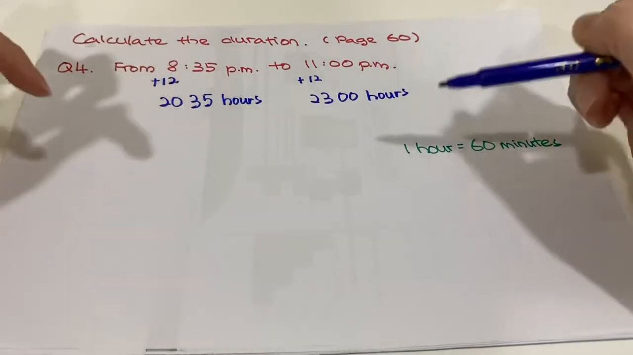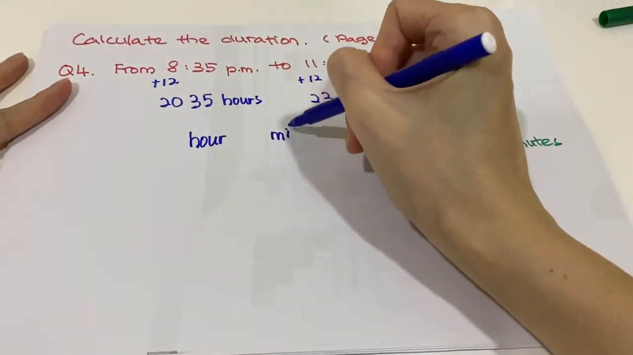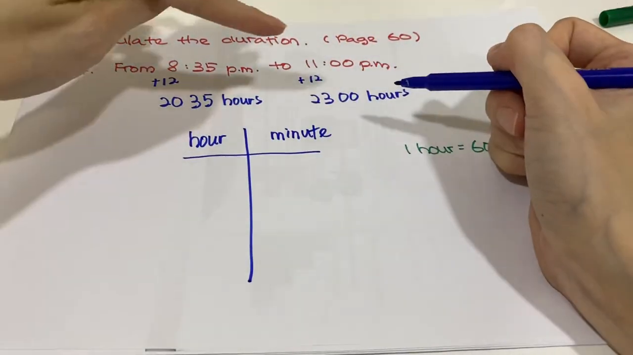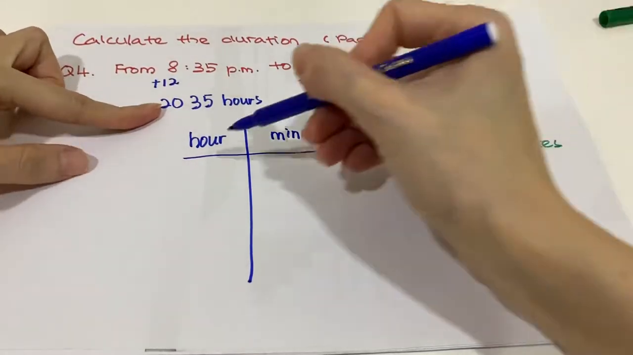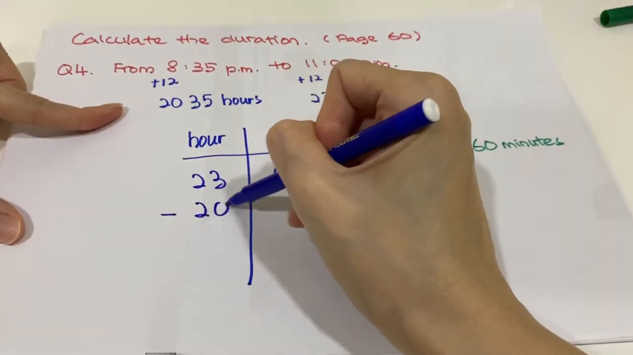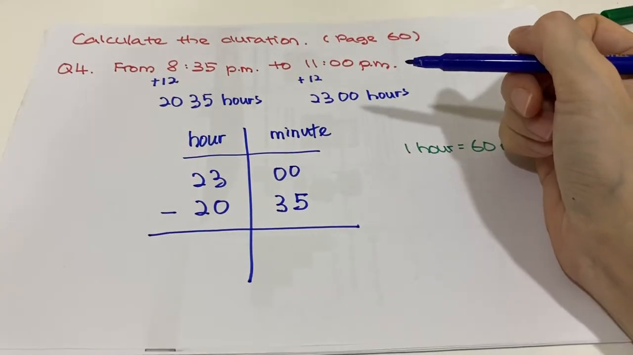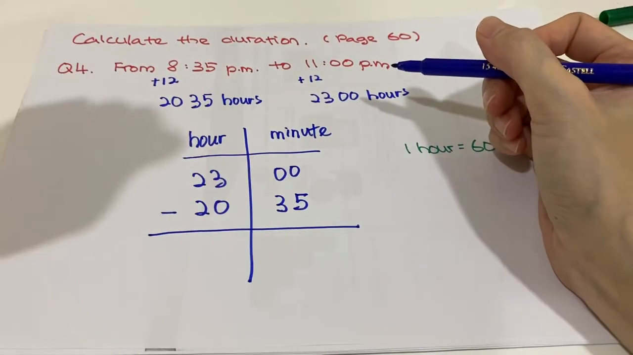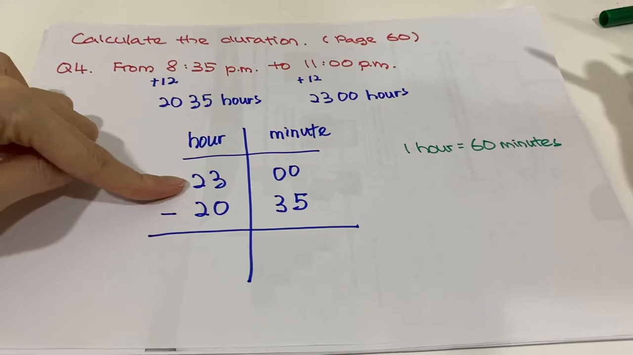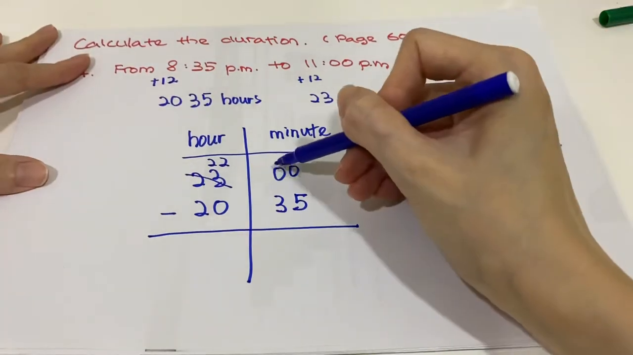Now we need to do the working. So first, you do the hour and minute, one on the left and one on the right. We use the later one minus the earlier one. So 23:00 minus 20:35. For this, we minus the minute first. 00 cannot minus the 35. So what should we do? We need to borrow 1 hour from the hour here. So 23 becomes 22. 00 will become 60.